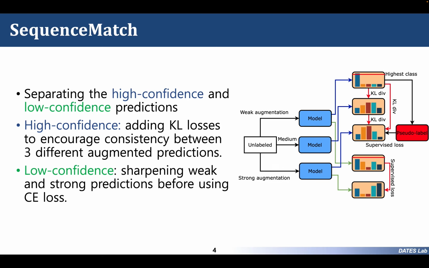For high confidence predictions, we add the Kullback-Leibler losses to encourage consistency between three differently augmented predictions, which we call the weak augmentation, medium augmentation, and strong augmentation. And for the low confidence predictions, we sharpen the weak and strong predictions before using the cross entropy loss. So by sharpening the predictions, we can reduce the confirmation bias and overfitting on them.